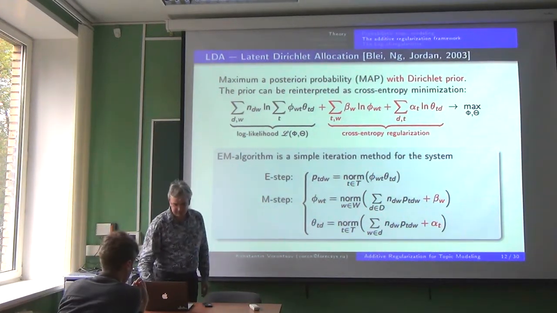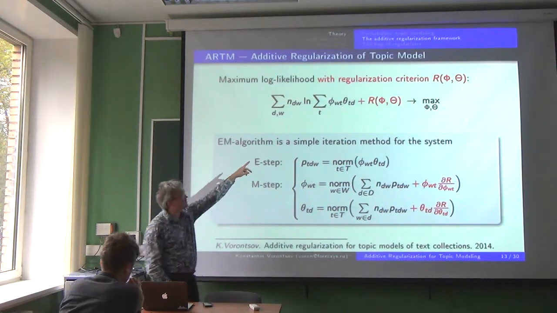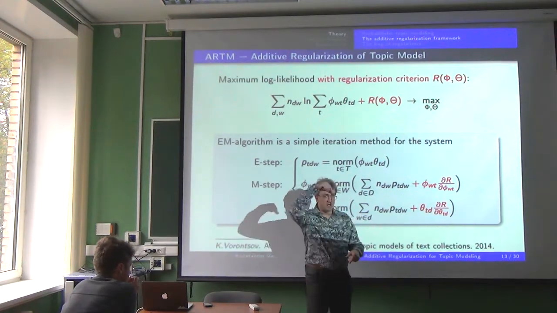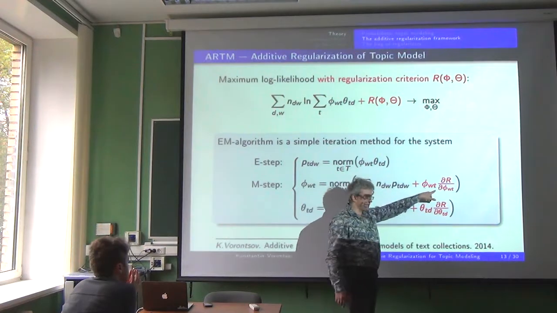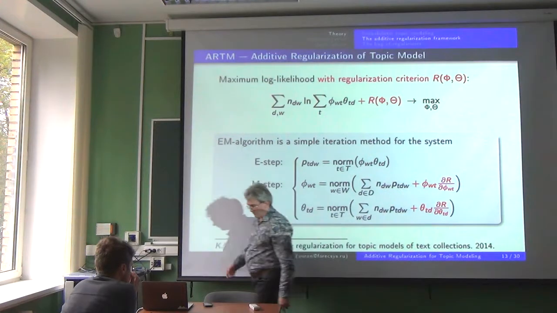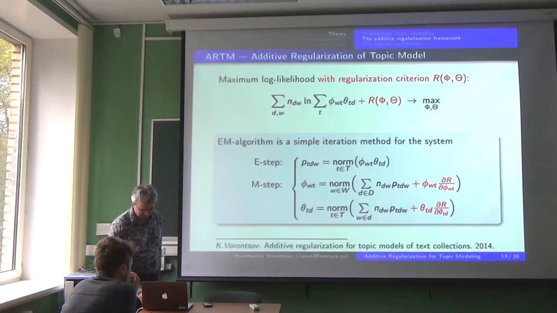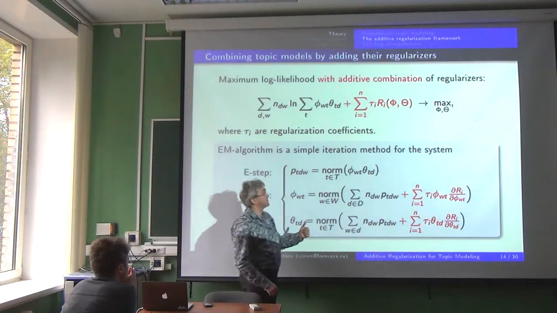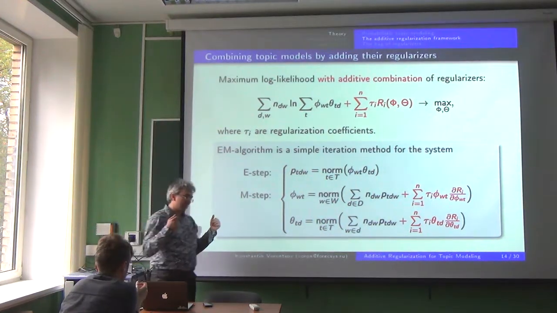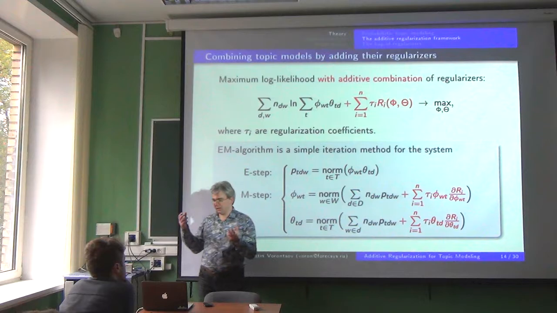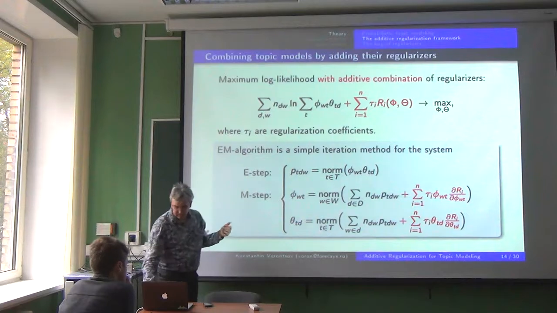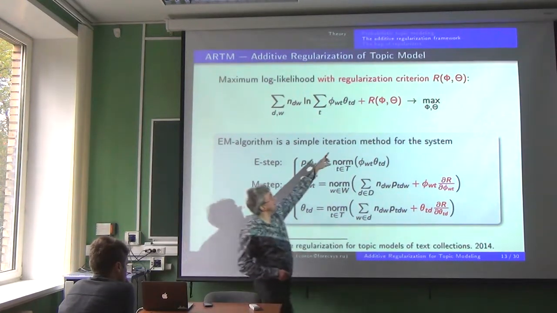The next step of the generalization is to use an arbitrary regularization criterion, and it is very easy to pass this arbitrary function to the final system of equations. And so we can substitute R here and solve this system for any R. The next step of the generalization, we can use a combination of regularizers. So we can interpret any Bayesian probabilistic topic model with any prior as log likelihood maximization with regularization.